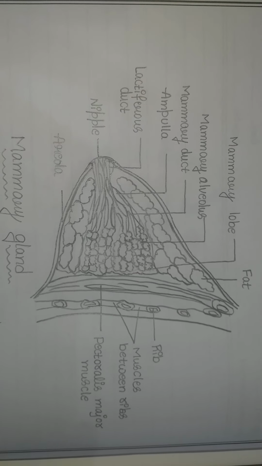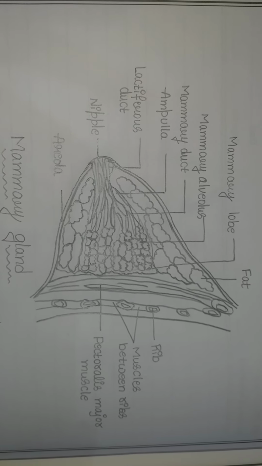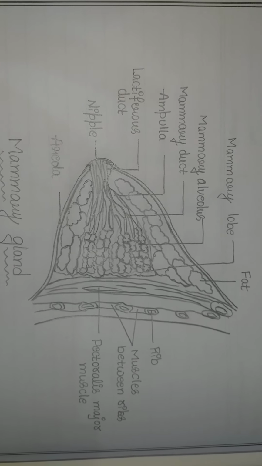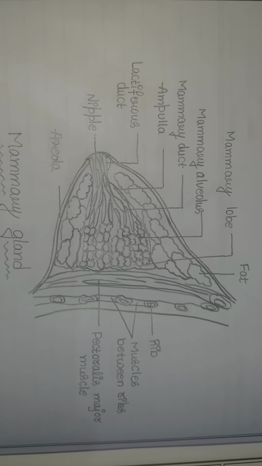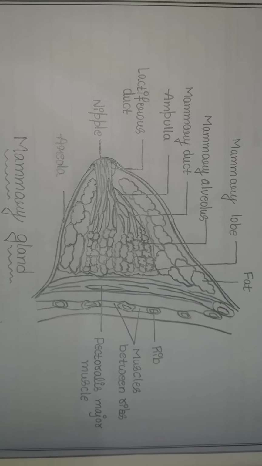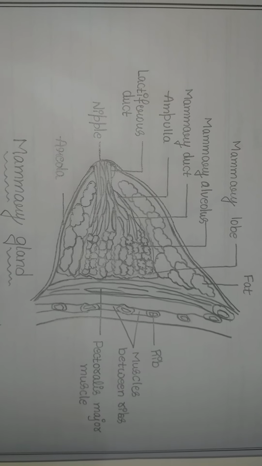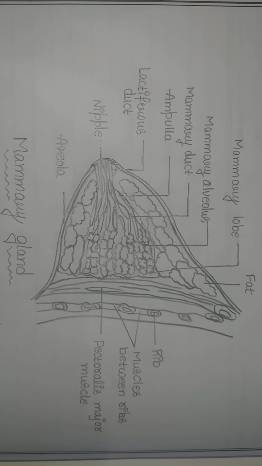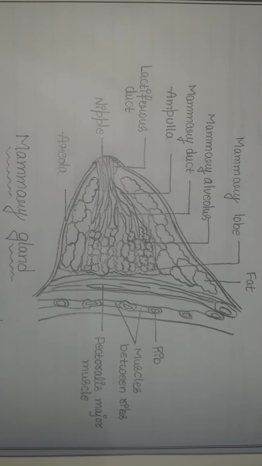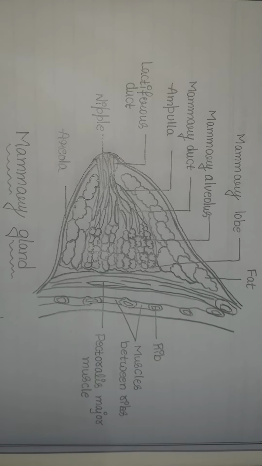And third one, mammary gland. As I already told, the human reproduction chapter consists of more marks, so it consists of more diagrams also, and this is the third diagram from that chapter. It is a mammary gland diagram, one of the important diagrams you should practice for your annual exams.